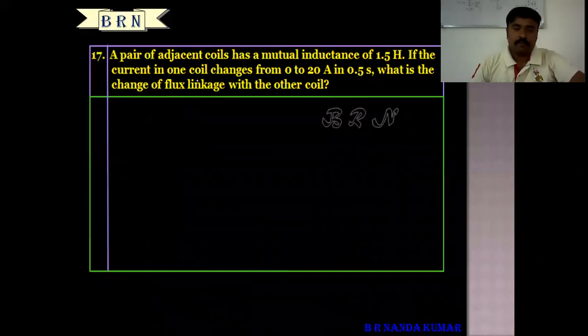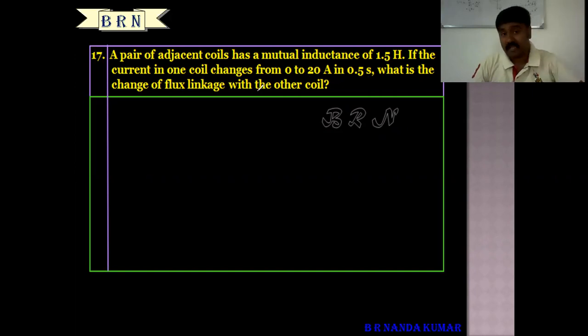This is question number 17. It is a 2 mark, very simple problem. A pair of adjacent coils has mutual inductance of 1.5 Henry. If the current in one coil changes from 0 to 20 ampere in 0.5 seconds, what is the change of flux linkage with the other coil?